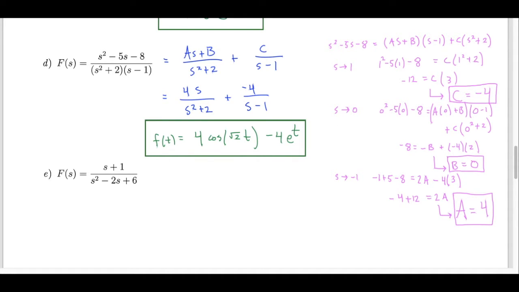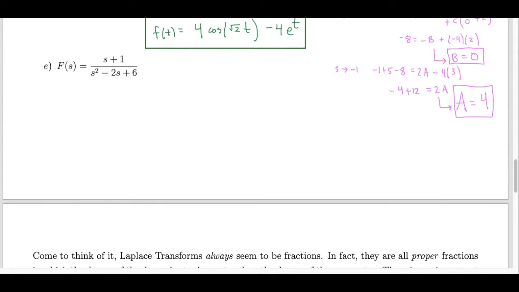All right, let's keep going. Take a look at a couple more examples. Let's take a look at part E. Oh, I guess I lied. I guess this is our last part for this example.